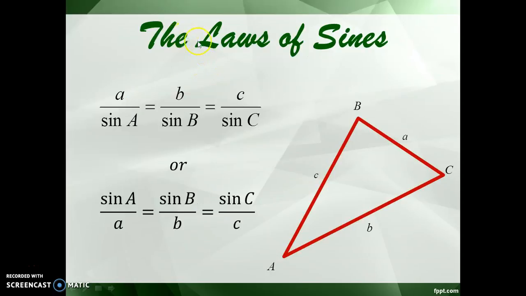Okay. So the law of sines is here. This is the law. The ratio of the sine of angle A to its opposite side a, so a over sine A, is equal to b over sine B, and it's also equal to c over sine C. Or we can interchange the position: sine A over a equals sine B over b equals sine C over c. This is the law of sines.